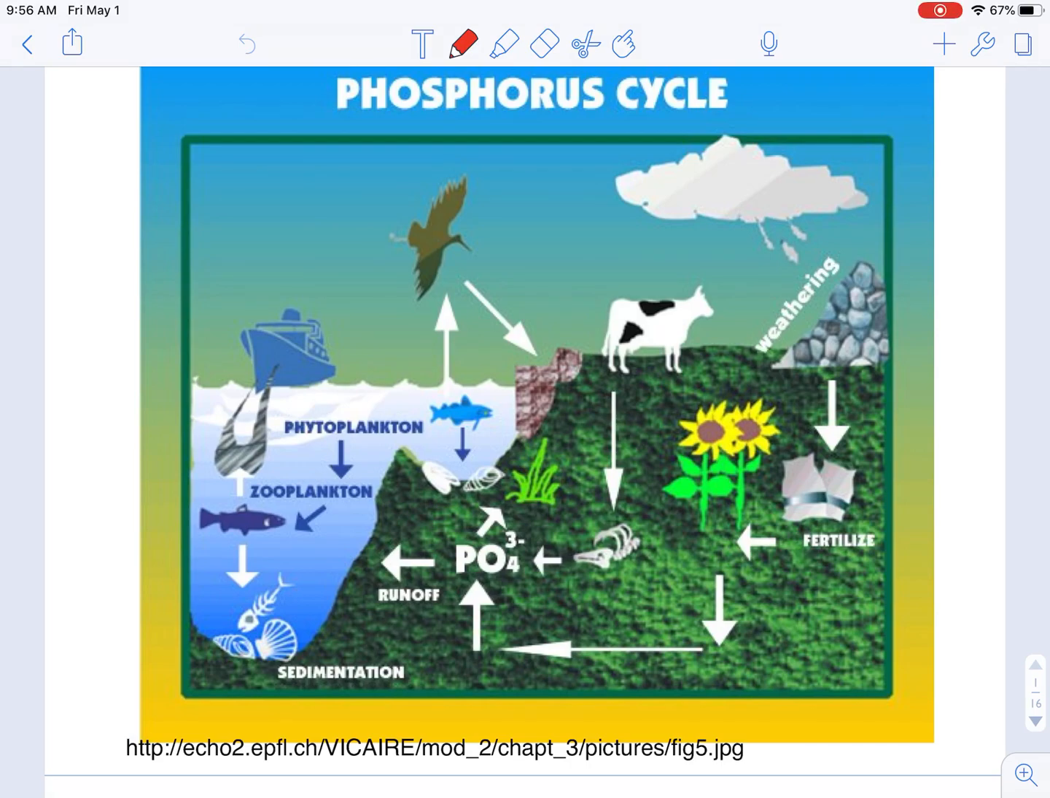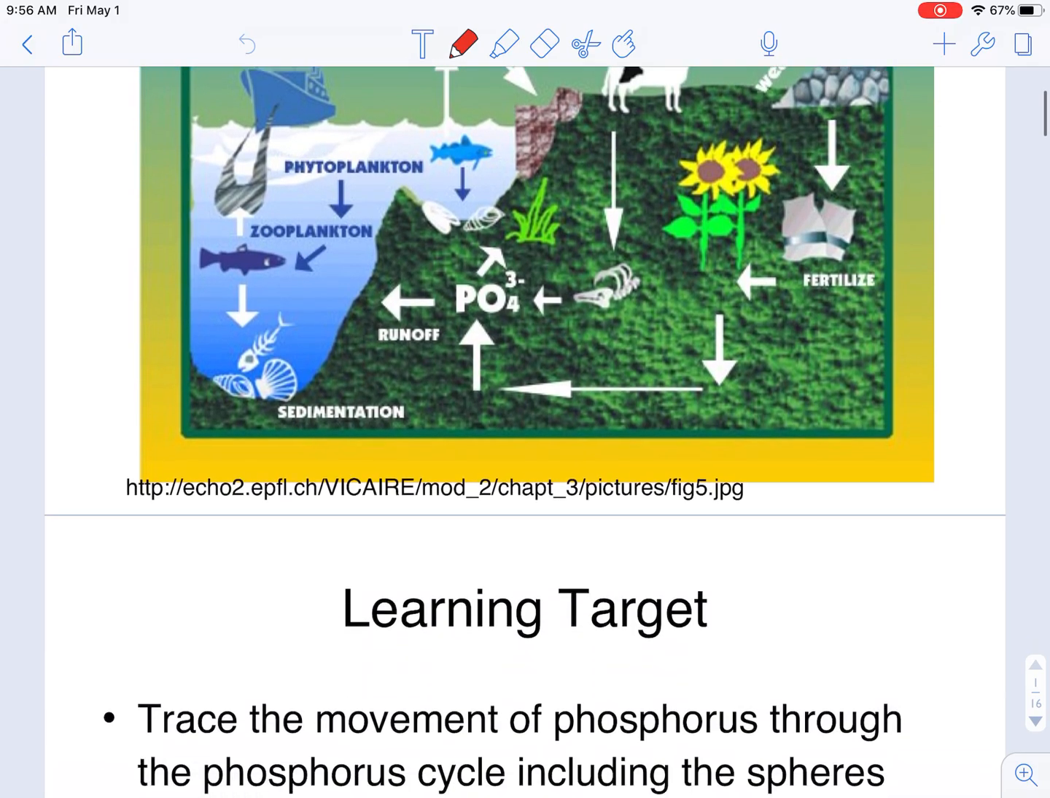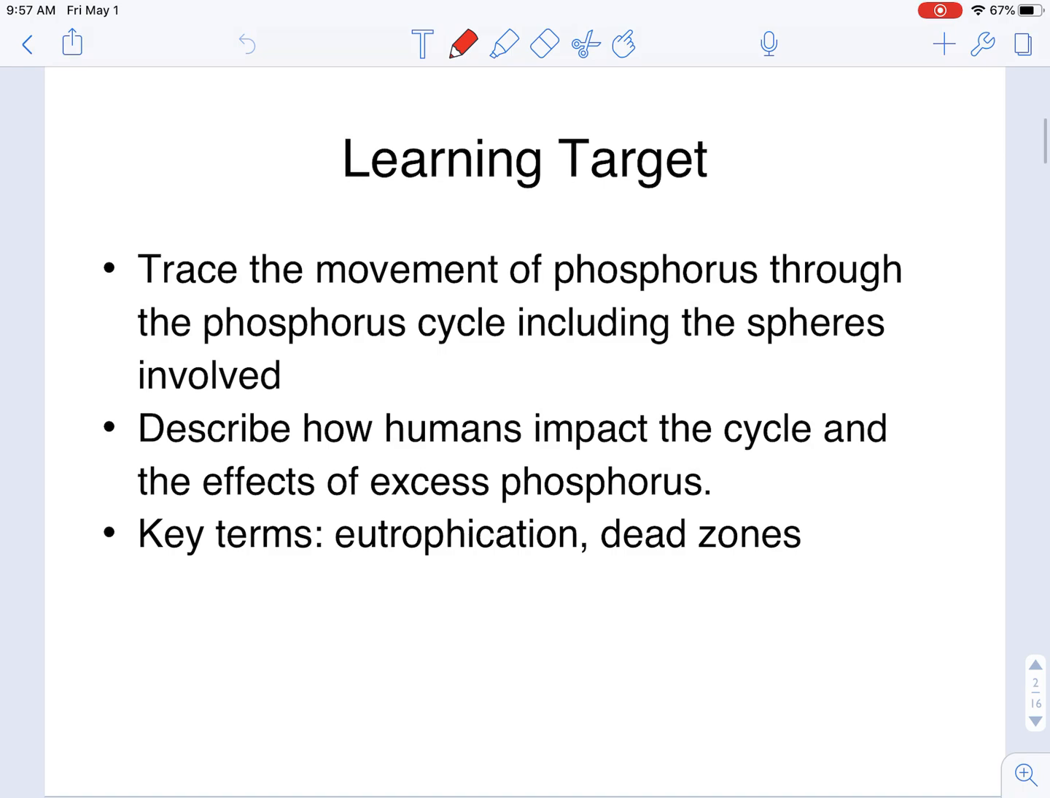So today we're going to talk a little bit about the phosphorus cycle. More than likely this is going to be something that's totally brand new, so if at any point you come up with a question, write it down and send it to me and we can work through that. But what we're trying to take away from this cycle, like we've done with the water, carbon, and nitrogen, is to be able to watch and see where that nitrogen moves through all the different spheres, what spheres are involved, and then also how are humans impacting this particular cycle.